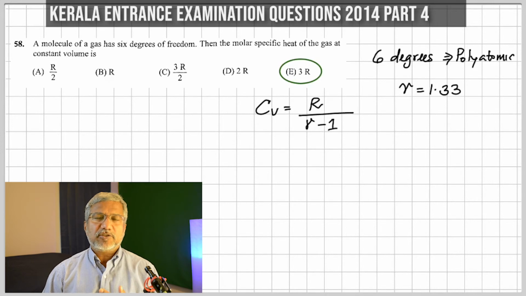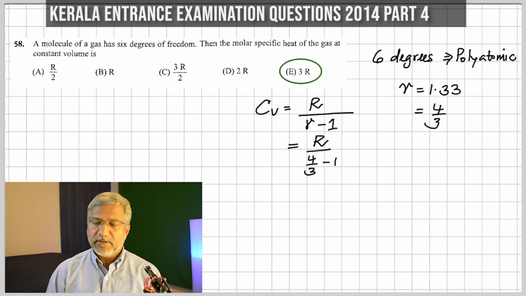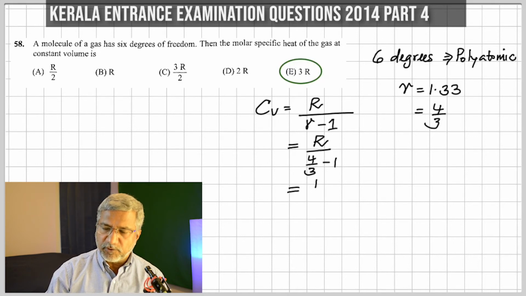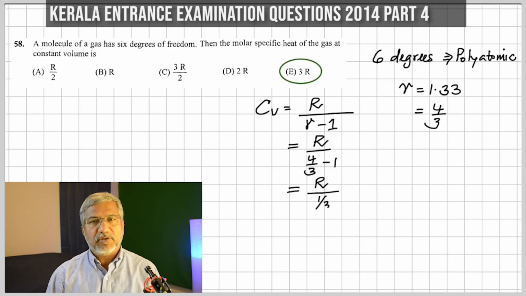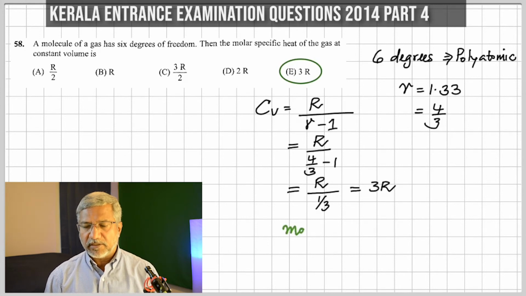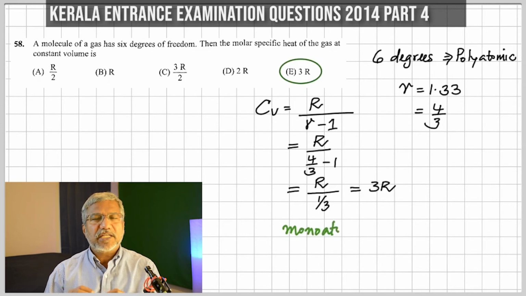If it was diatomic, it would be 1.4. If it is monoatomic, then it would be 1.67. So we have to know that. Now, coming back, 1.33 can be written as 4 by 3. So this is 4 by 3 minus 1. When you do the math, you get 4 minus 3 by 3, which is 1 by 3. And that means that 3 will go to the top. So you get 3R as the answer. Okay, so that's how you work it out.